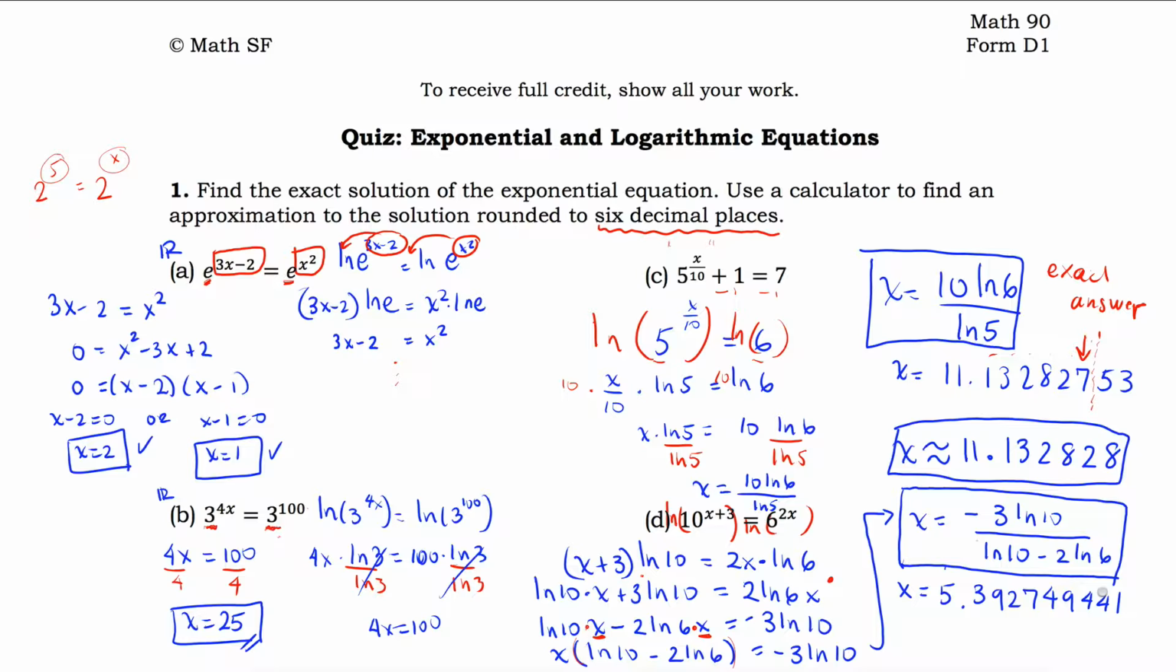So now I'm going to approximate this one. x is approximated to, they say 6 decimal places, 1 2 3 4 5 6, up to here, and this 4 is less than 5, so you're just going to stay there. 5.392749. So this should be my approximated answer.